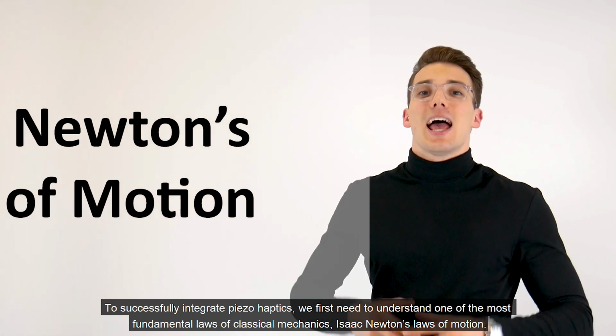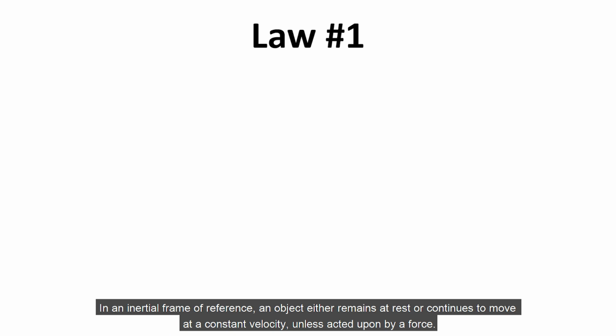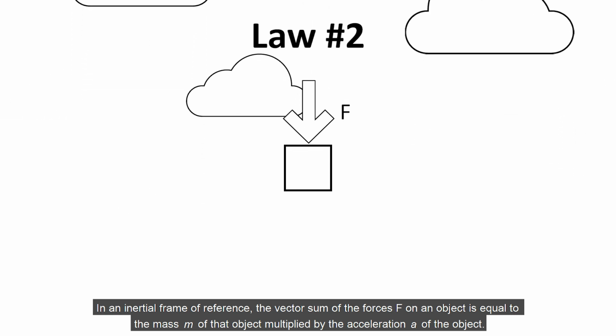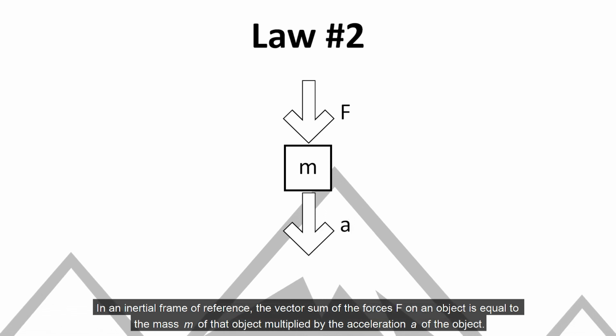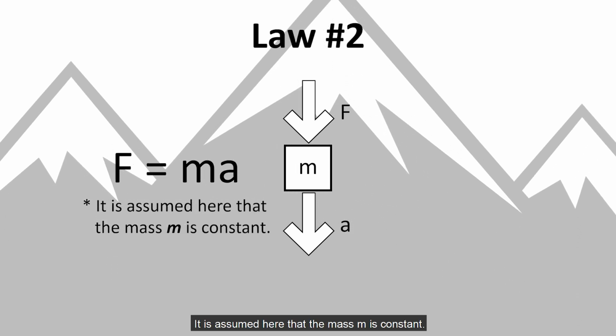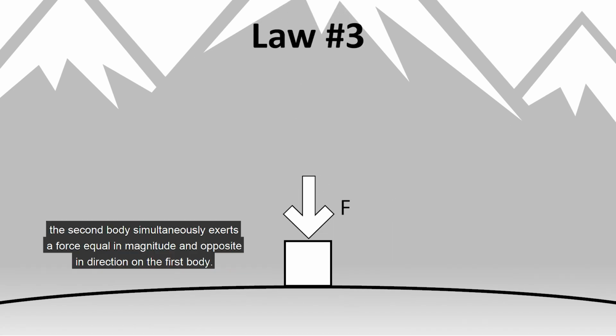of classical mechanics, Isaac Newton's laws of motion. First law. In an inertial frame of reference, an object either remains at rest or continues to move at a constant velocity unless acted upon by a force. Second law. In an inertial frame of reference, the vector sum of the forces F on an object is equal to the mass m of that object multiplied by the acceleration a of the object. F equals ma. It is assumed here that the mass m is constant. Third law. When one body exerts a force on a second body, the second body simultaneously exerts a force equal in magnitude and opposite in direction of the first body.